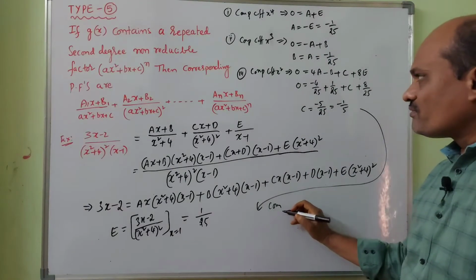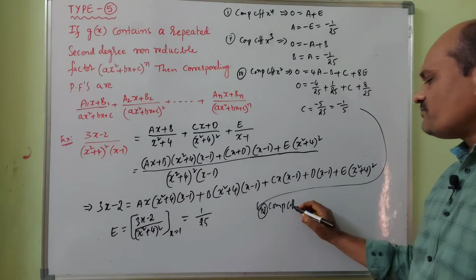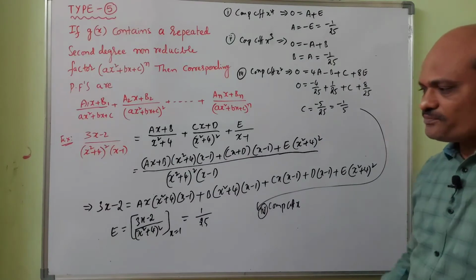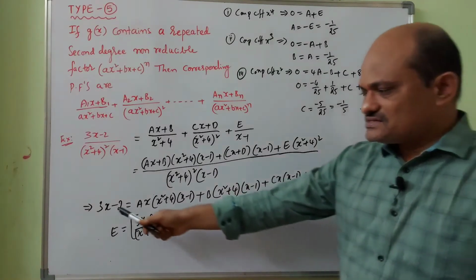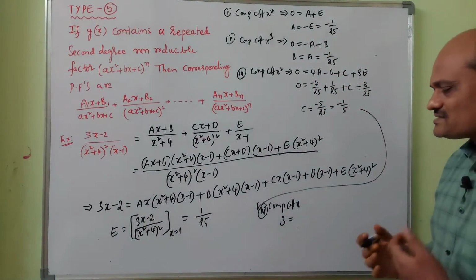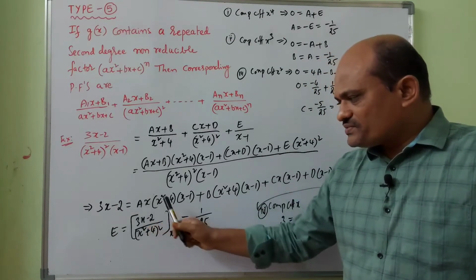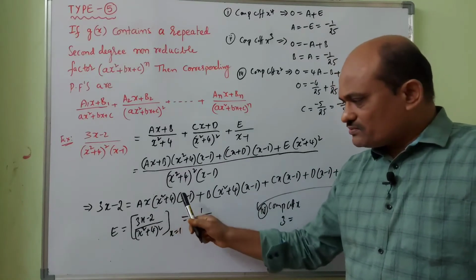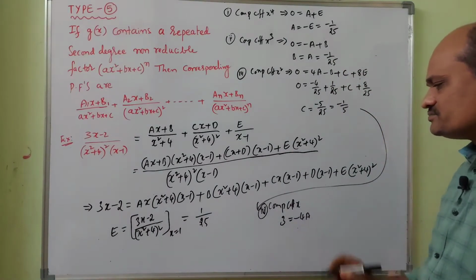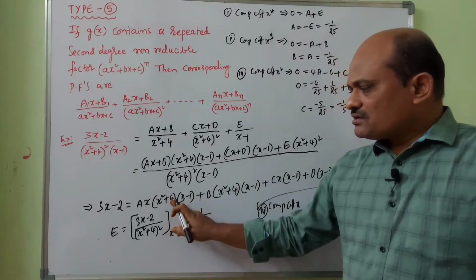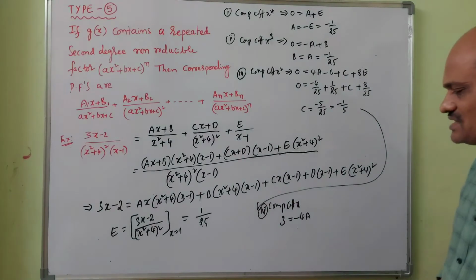Now we have to compare coefficient of x on both sides. Here x coefficient is 3 on LHS. To get x coefficient, you must multiply with constant term of these two. What you get? Minus 4 into ax, that is minus 4a. So, x coefficient is minus 4a.